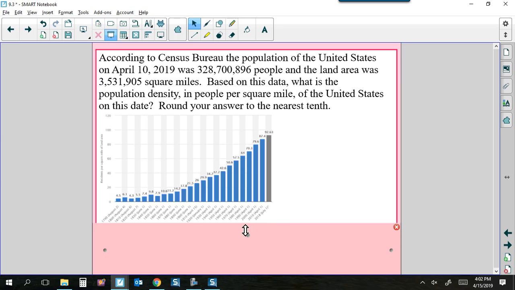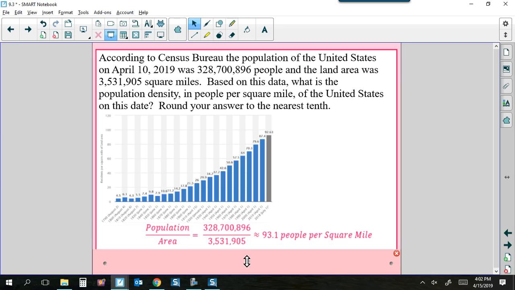All right, so by now you should have come up with this fraction by doing your division here. And that is approximately 93.1 people per square mile. So we came up with 93.1.